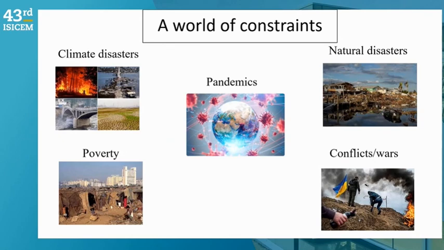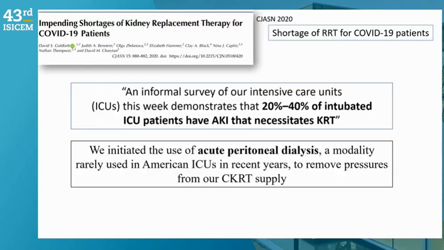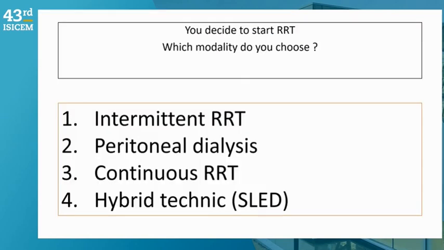I think we have to know how to do this, because in a world of constraints, with pandemics, natural disaster, climate disaster, poverty, wars, we probably have an option with peritoneal dialysis. And you can see that even in the United States, in New York, during the COVID-19 crisis, some of our colleagues in the ICU started peritoneal dialysis, because between 20 and 40% of intubated patients need renal replacement therapy. They had to initiate, in some patients, acute peritoneal dialysis. Okay, so we will not discuss peritoneal dialysis further.